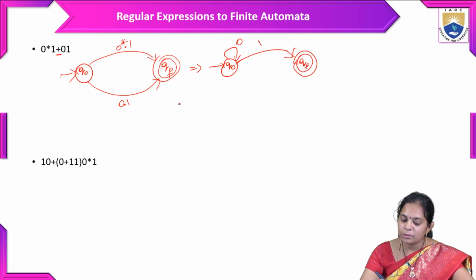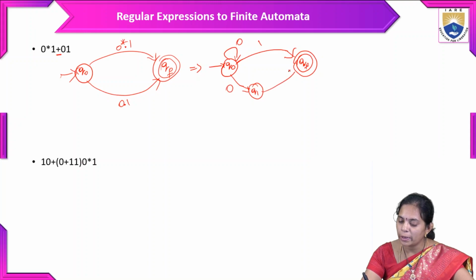And also we have 0 1, so I will include one more state here. One is Q1, and here initially 0 and followed by 1, it is reaching the final state. So this is about the 0 star 1 plus 0 1.